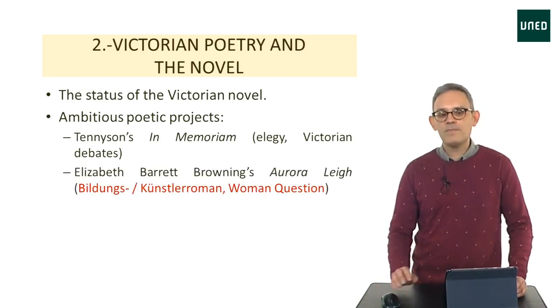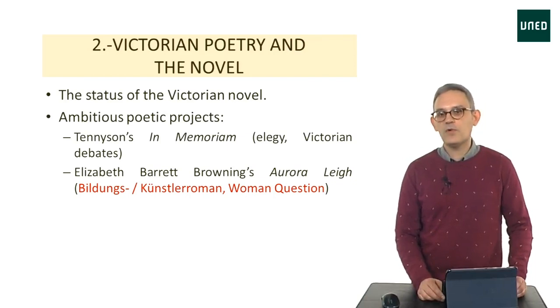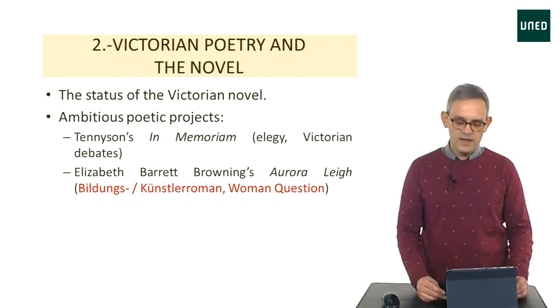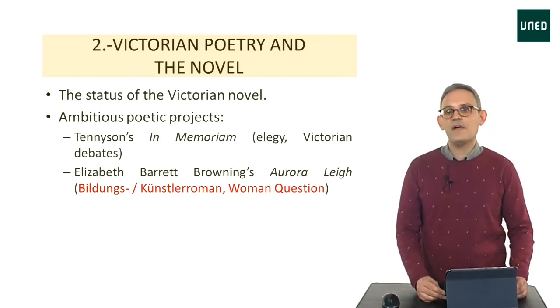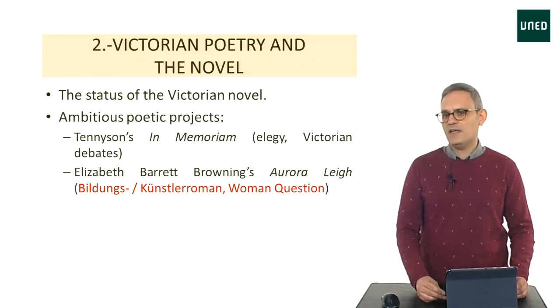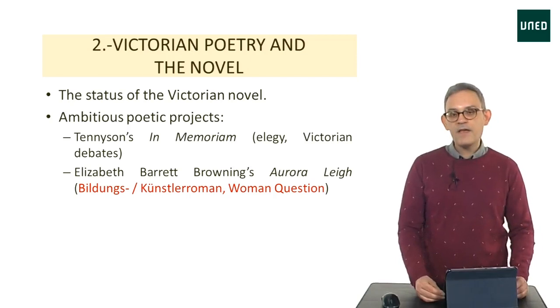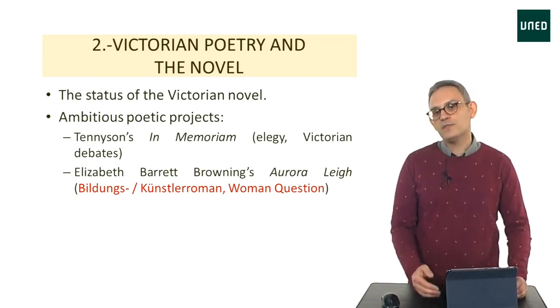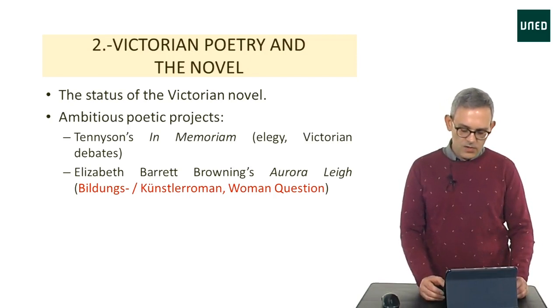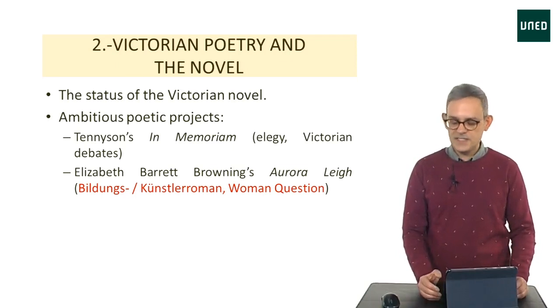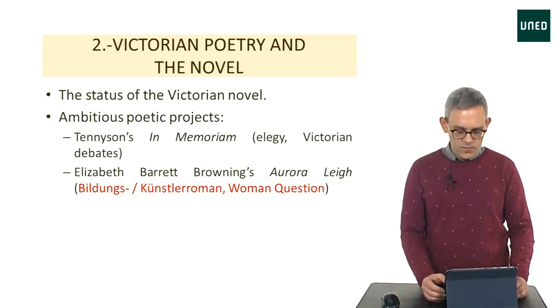The second example is Elizabeth Barrett Browning's Aurora Leigh, which has been defined as a novel in verse. It conforms to the structure of the Bildungsroman, which was a common sub-genre of 19th century fiction. The Bildungsroman, or perhaps more specifically the Künstlerroman, since the poem narrates the life of an artist since childhood, the life of a woman who aspires to become an artist.